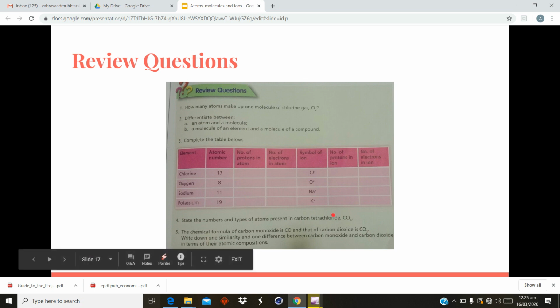So basically 19 minus 18 is basically +1, so it gets a +1 charge over here.